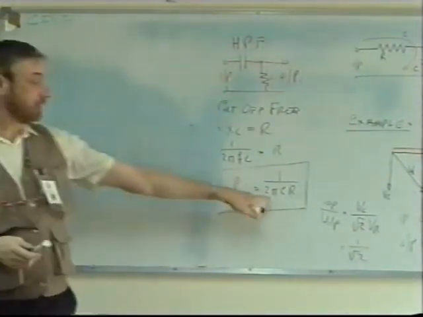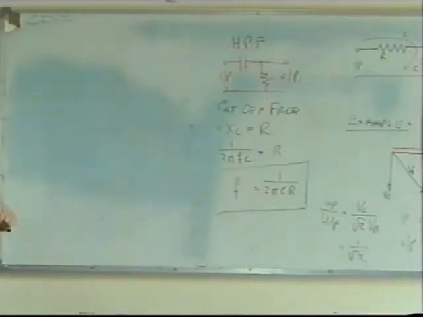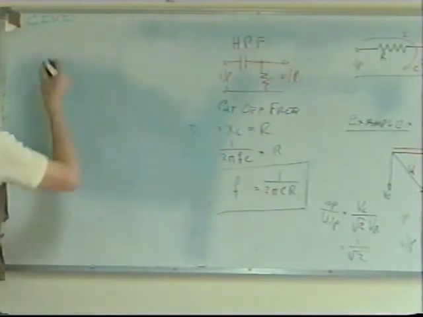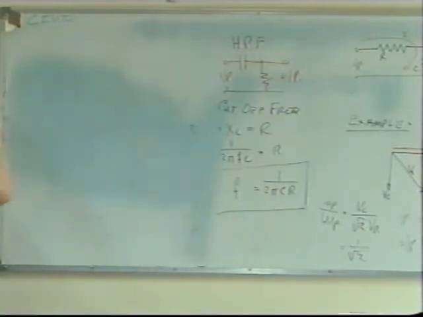Yes, for a simple filter, that's true. 1 over 2 pi CR, CR, that is. Not XCR. No, CR. So cutoff.